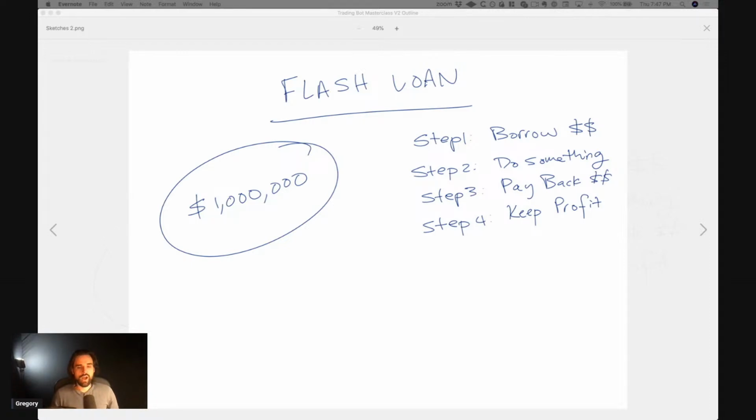So you might say, why on earth would you want to borrow money instantly and pay it back instantly? Well, that's what you can use it for. You can use flash loans for things like liquidations. You can use it for things like arbitrage trading. Use it for leverage in DeFi.